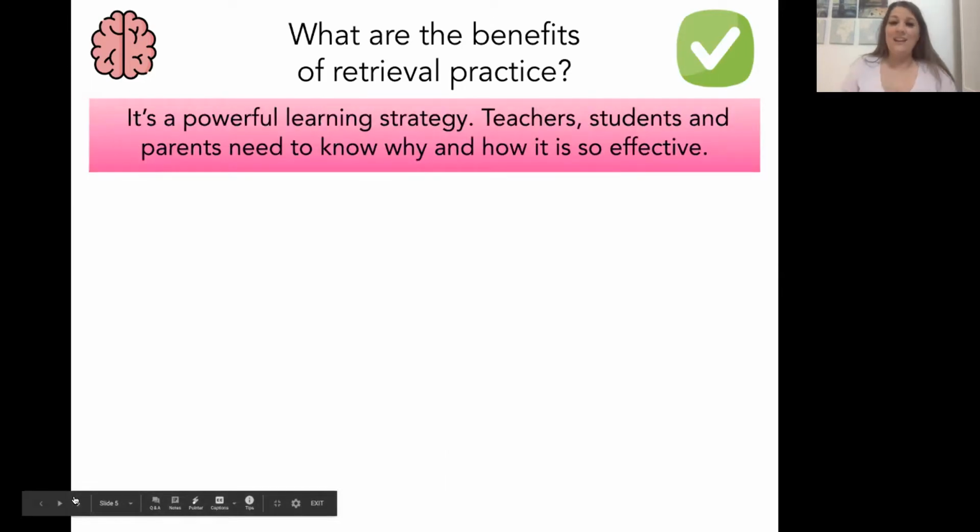I think are the main benefits onto this slide for you. So the first one, which I think is the most important benefit, it's a really powerful learning strategy. And we all need to know, teachers, students and parents, why it works so well and how we can really harness the benefits of retrieval practice. But for me, there's 2 reasons why it's so powerful.